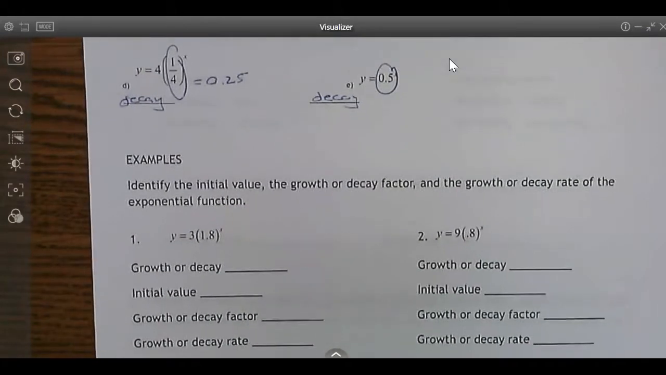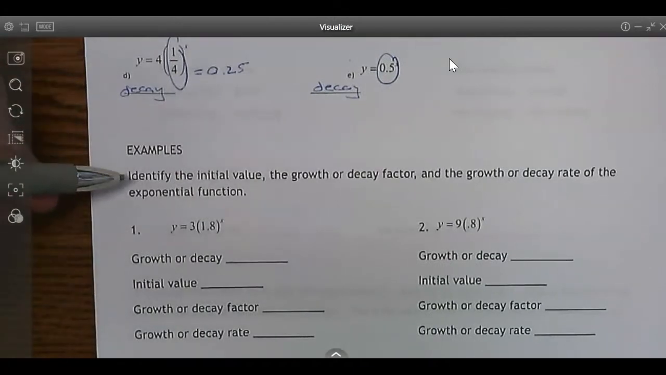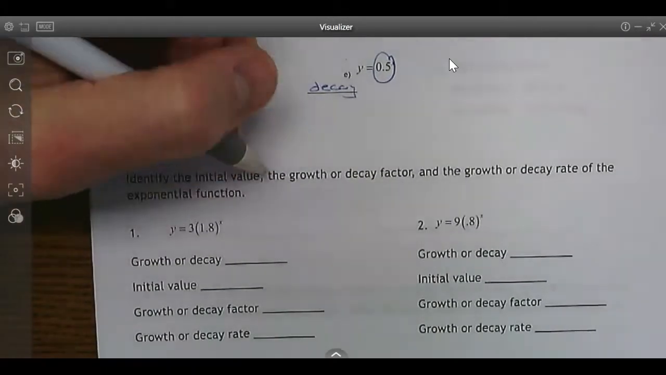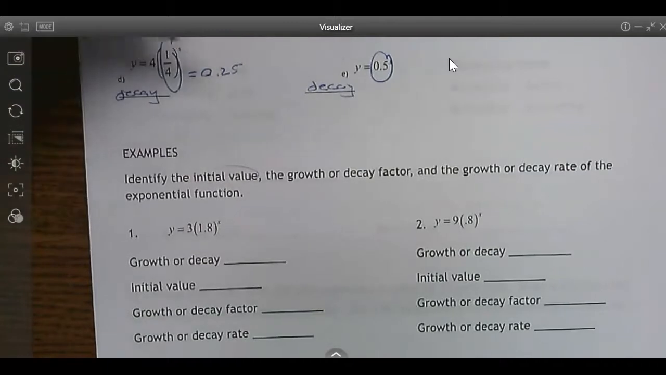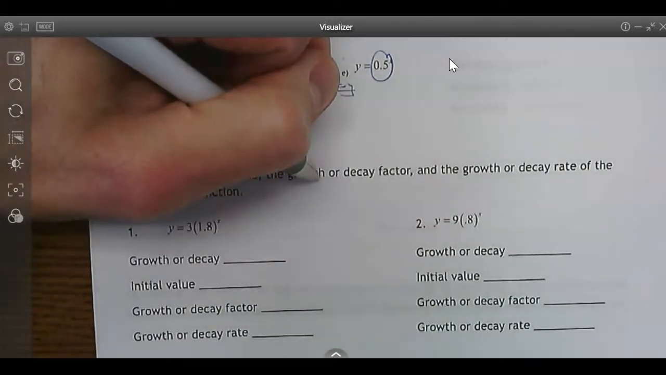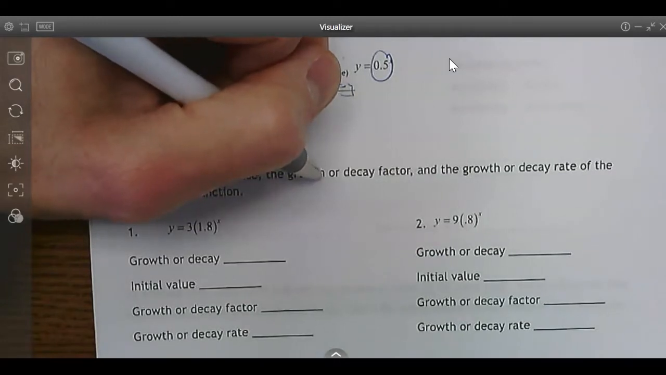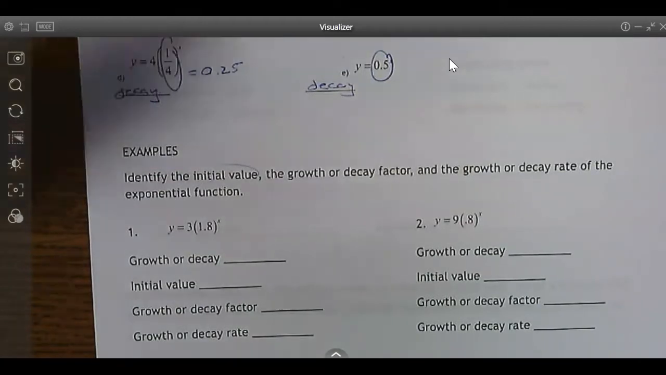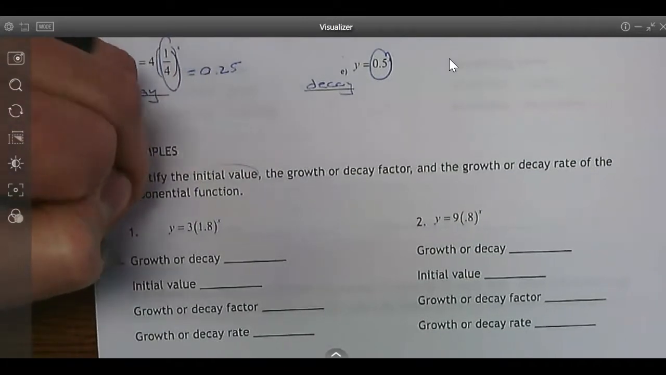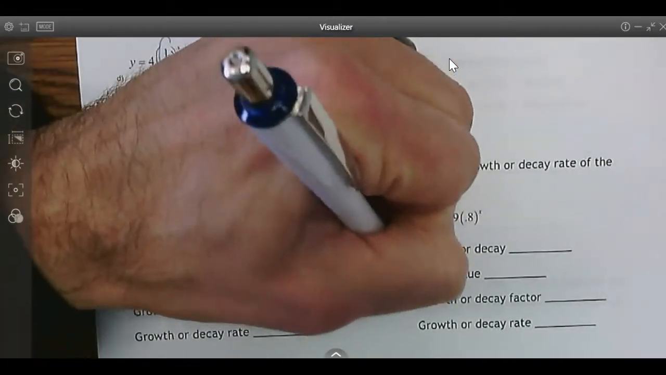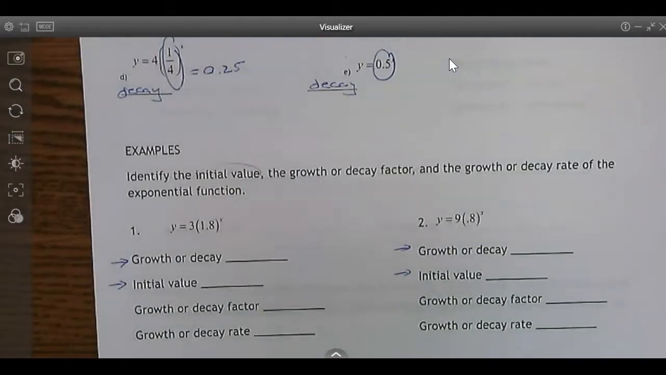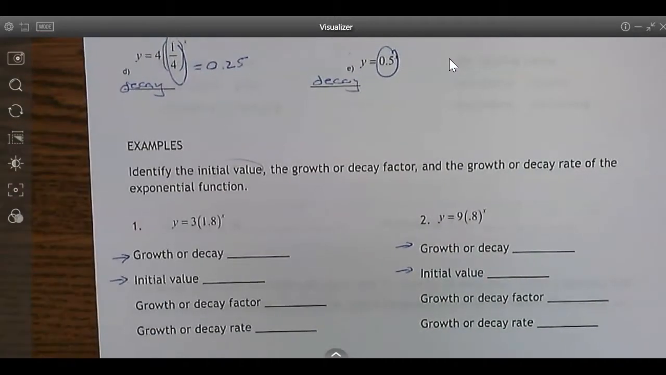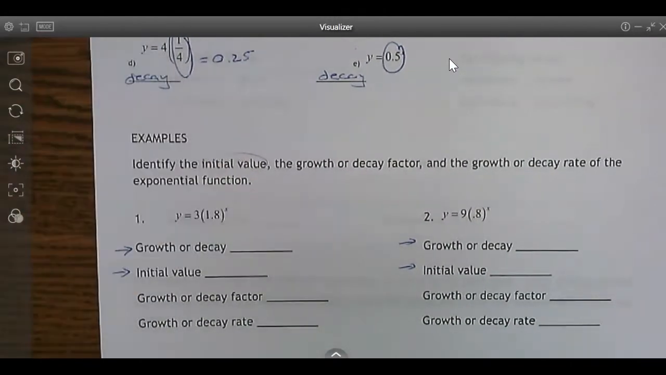All right. Looking at the middle section now, it says identify the initial value. That's your y-intercept, or think of geometric sequences, kind of like the first term. The growth or decay factor, and the rate, the growth or decay rate. Okay, so growth or decay. So go ahead, pause the video in a moment. You should be able to answer these four that I just drew the arrow next to. Can you pause the video and see if you can do that for question 1 and question 2?